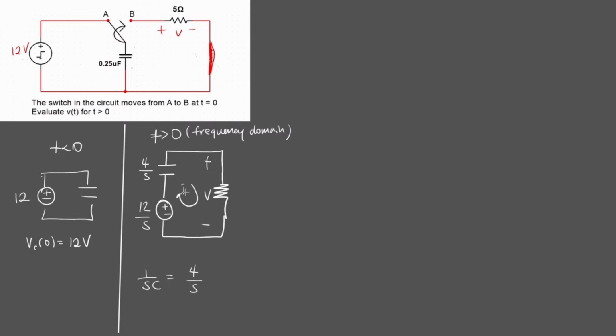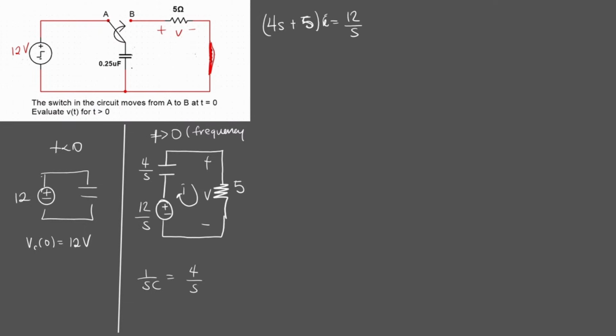And we can do the usual Kirchhoff's voltage law. So going this way, this has a value of 5. That's going to be 5 V's. This is 5. Alright, so 5i. Let's start with 4 over s. So 4 over s plus 5, all factors of I, is going to equal 12 over s.